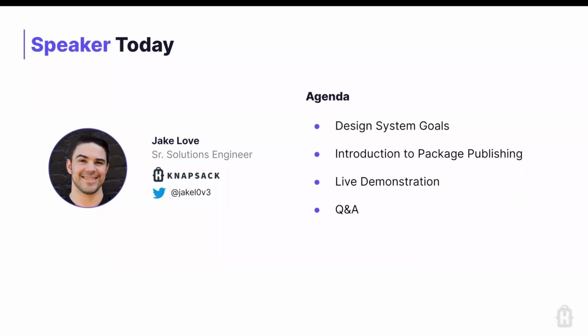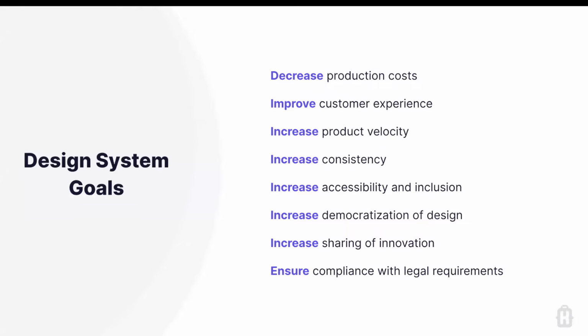Our agenda for today is quickly running through some design system goals and what those look like. We're going to introduce package publishing and how that pipeline works. We're going to do a live demonstration, and then we're going to have time for QA at the end.